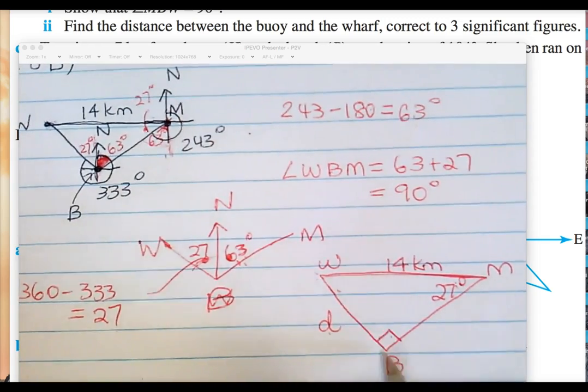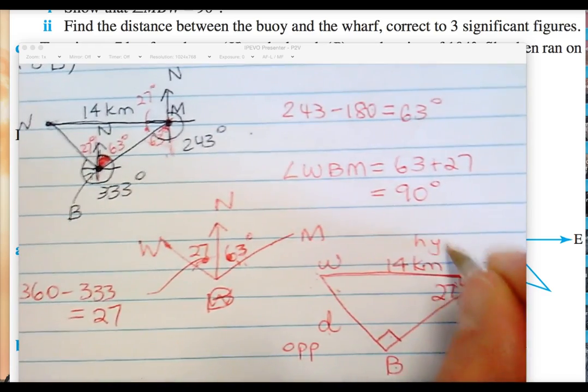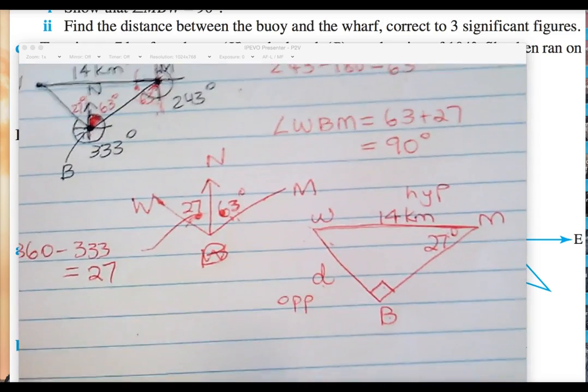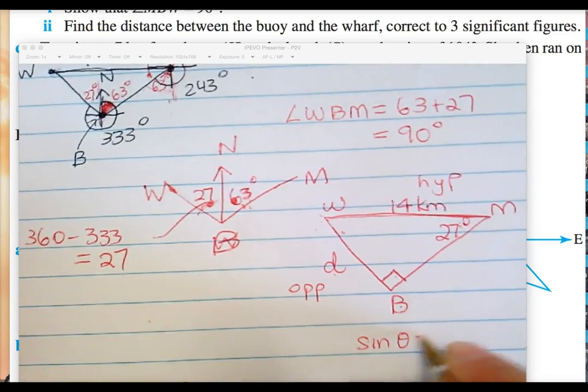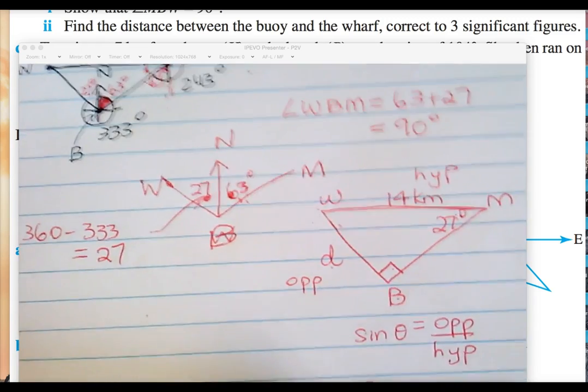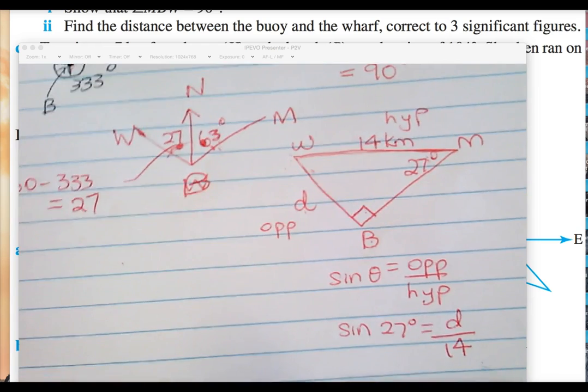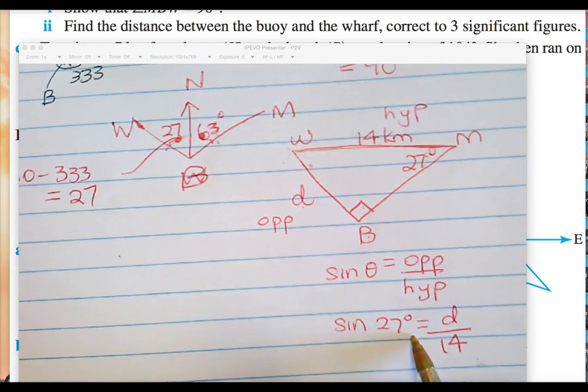All right, girls, this is what we've got. Sine, cos, tan. Which one? Opposite, hypotenuse. Okay. Sine theta is opposite over hypotenuse. Do we know what the angle is? Sine of 27 is opposite, which is D, over hypotenuse, which is 14. Girls, can you see clearly that I can enter sine 27 on my calculator? This is not when you go shift sine to the minus 1.